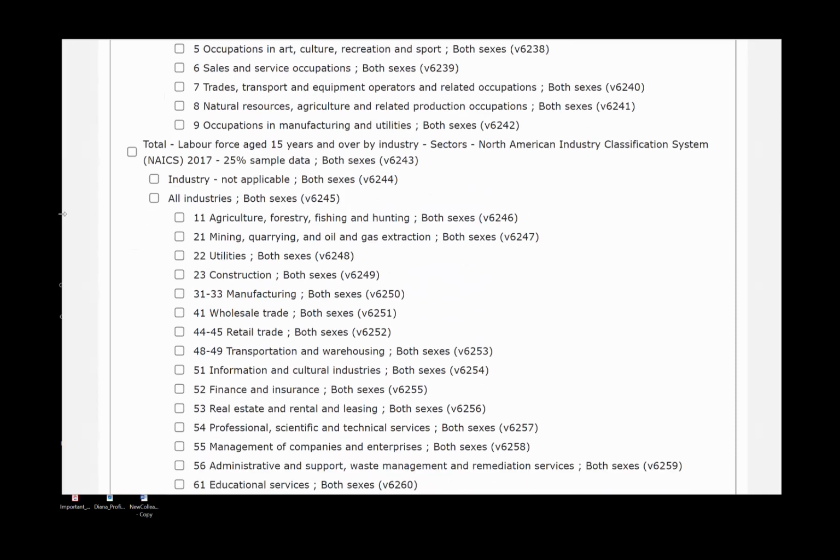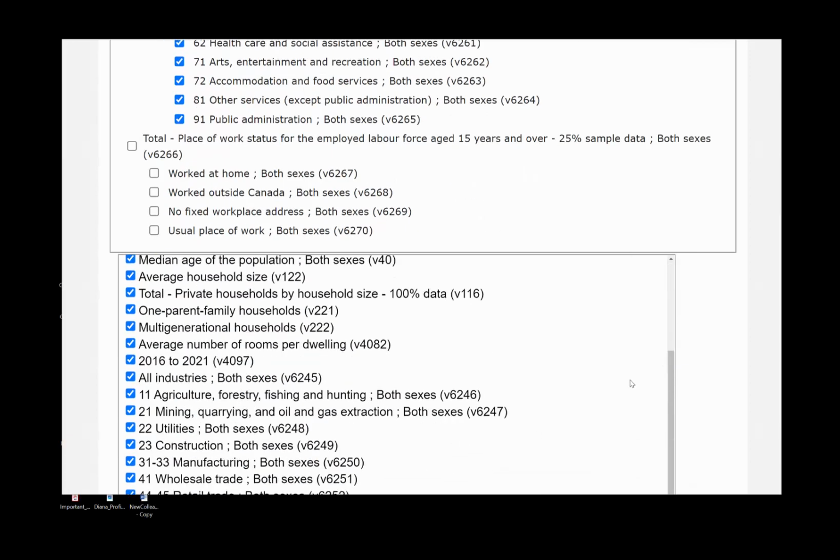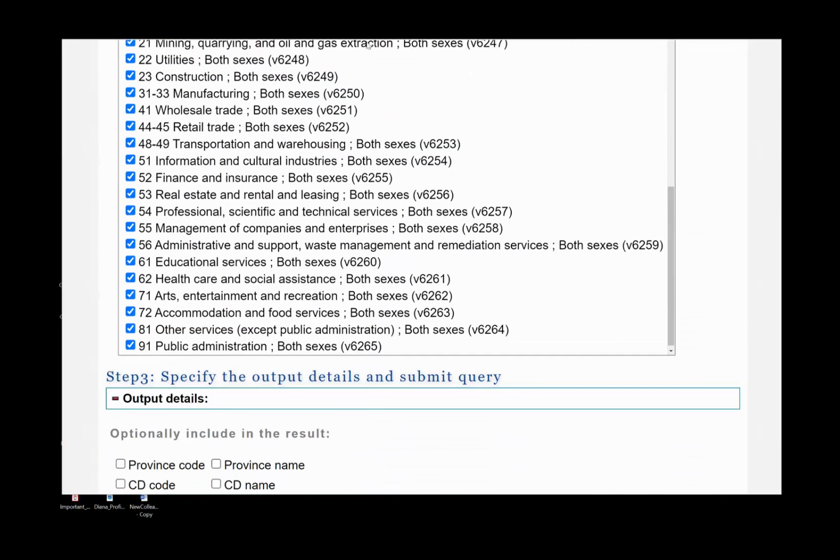So suppose I'm interested in all industries. Actually, it will give you just the total. So I'm interested in percentage and also the count of residents in all different classifications. So let me just select all of them. So now the box beneath here would be all the variables I have selected for my analysis.